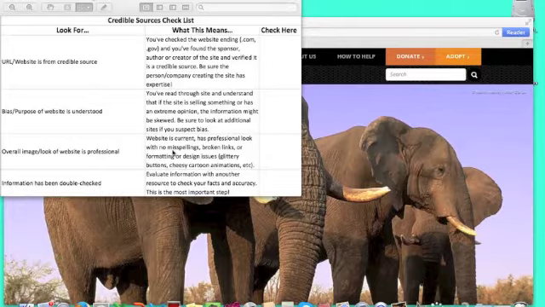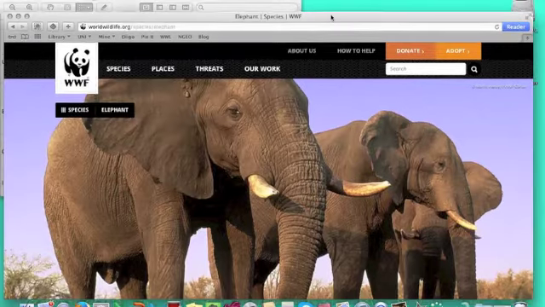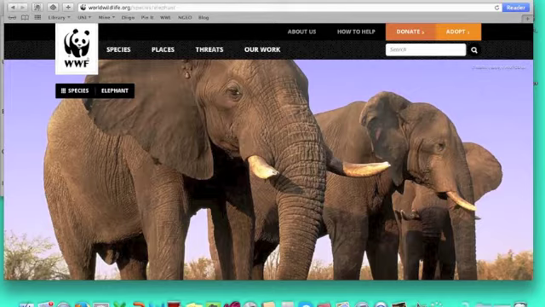This in the upper left-hand corner is the sort of cheat sheet that your teachers have access to. The first thing we're going to discuss is the URL, or the actual web address. We need to verify that the source comes from a credible creator or author who has expertise in the area that we are researching. For example, we are going to pretend that we are looking for information on elephants. The first website we go to is worldwildlife.org.